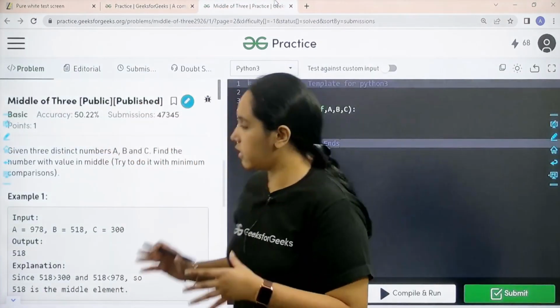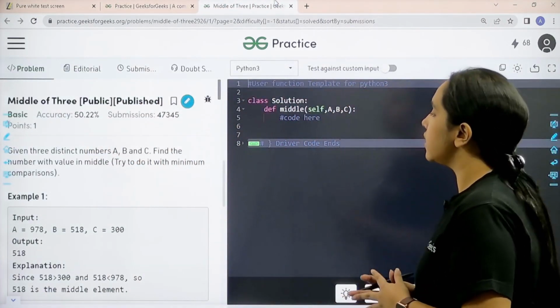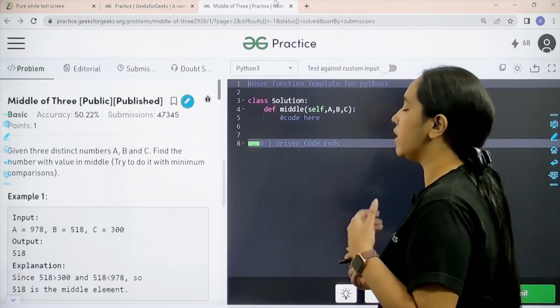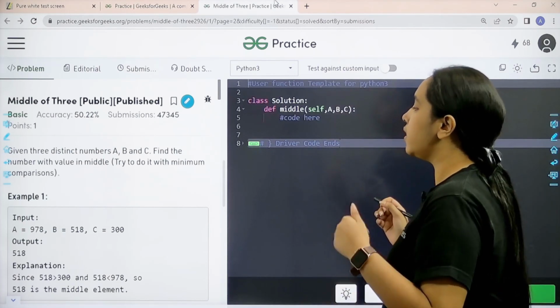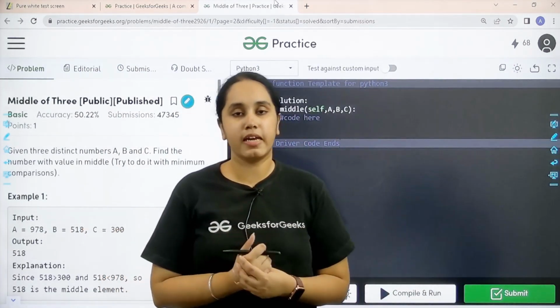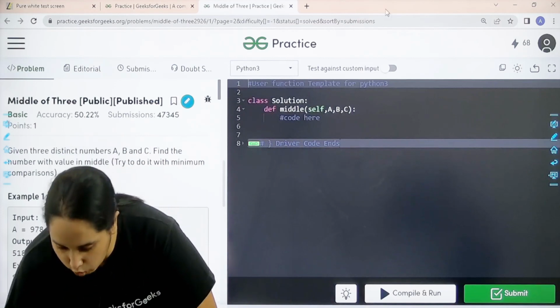Okay, here is the question. Let's read it. Given 3 distinct numbers A, B and C, find the number with value in middle. Try to do it with minimum comparisons. So we would be just following the steps that I mentioned. Okay, so let's solve the question.